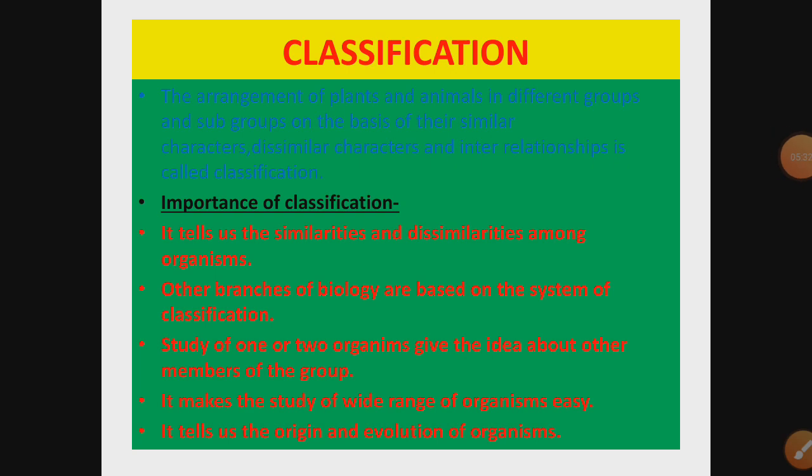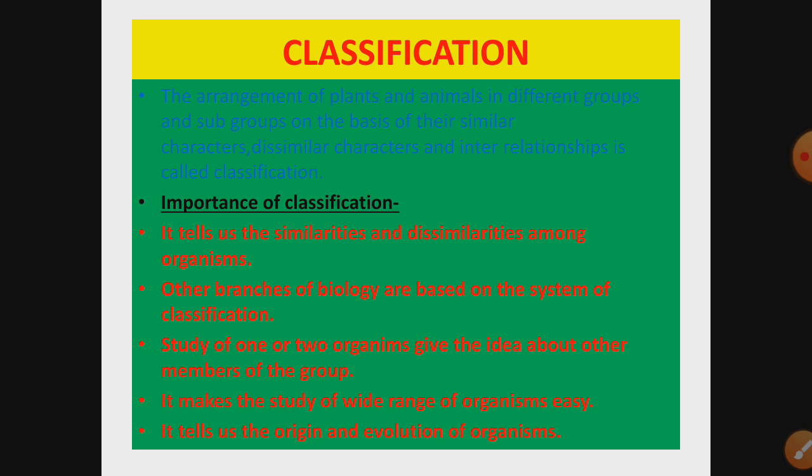Now, the next question arises: what is classification and what is the importance of classification? This is also one of the NCERT questions. We know classification is a very important step in taxonomy, because in taxonomy we identify the organism, then we give the name to the organism, that process is called nomenclature, and the third step is classification. After giving the name, we try to classify that particular new organism into a certain group.